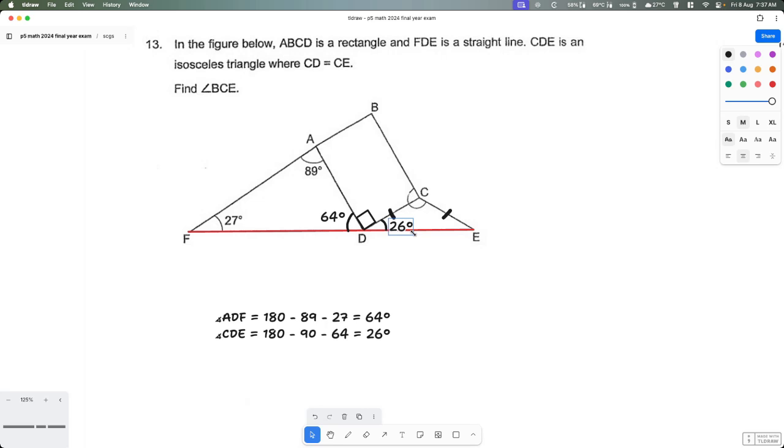Let me make it a little bit smaller. It's like this. So that means this is also 26. So I put here CED is 26. So CDE and CED are equal, and this is also equal to 26 degrees.